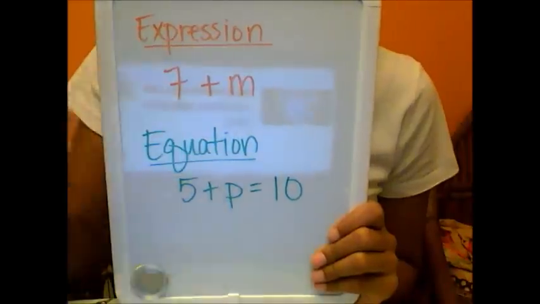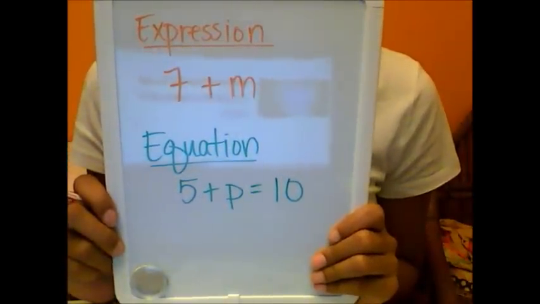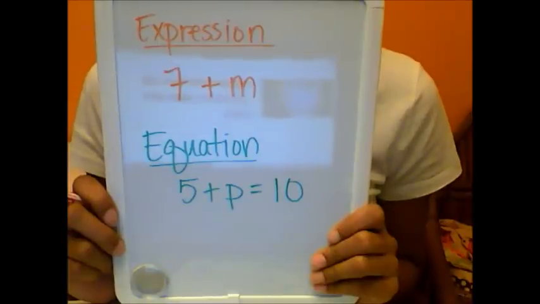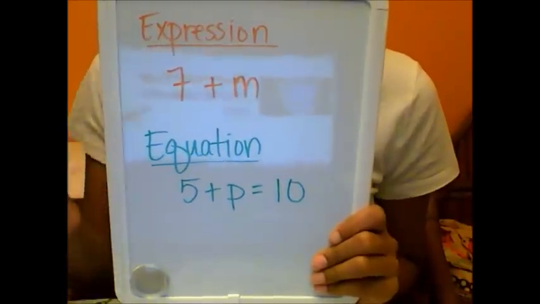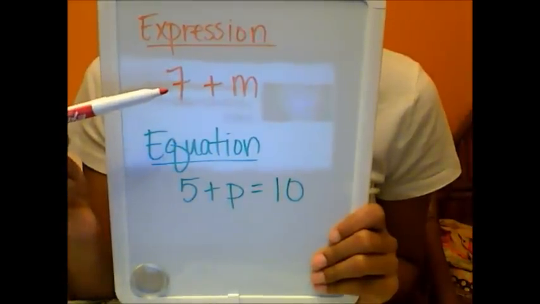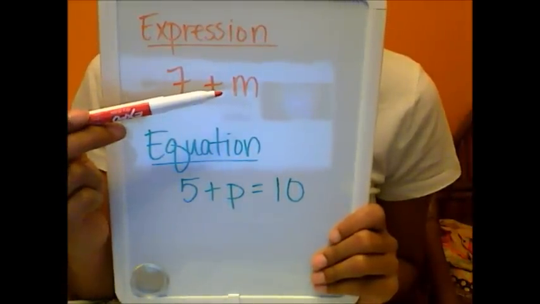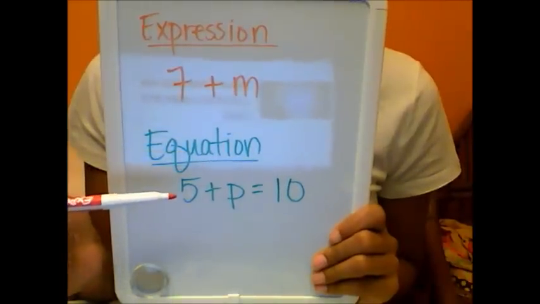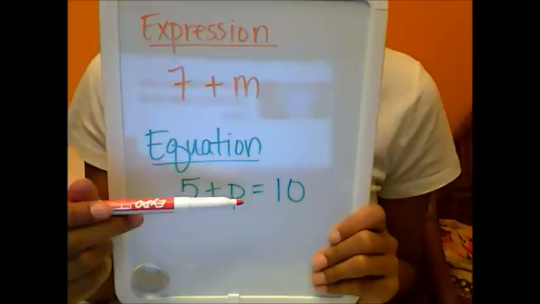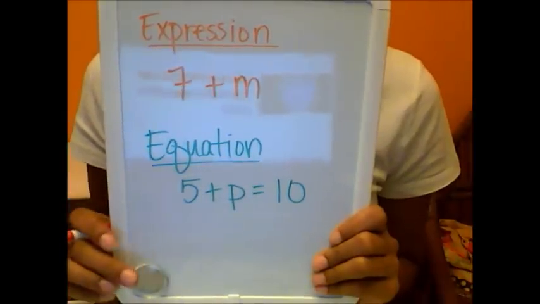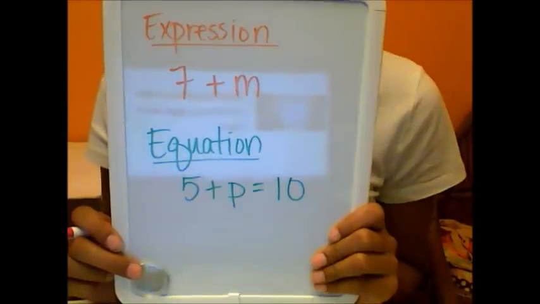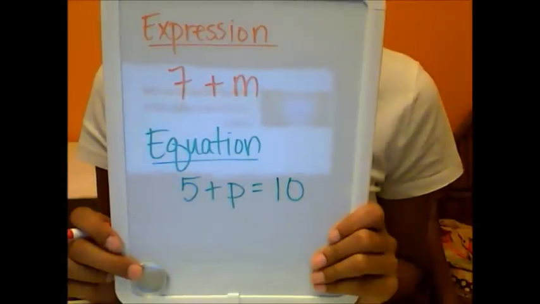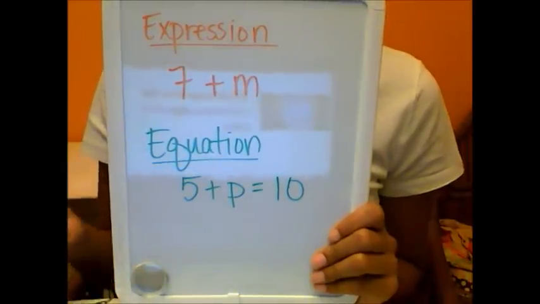Okay, so on this dry erase board, I've written down an example of an expression and an example of an equation. So look at the expression. The expression is in orange. The expression says 7 plus m. The equation in green says 5 plus p equals 10. So let's look at them, study them for a moment, and try to see what they have in common and the difference between the two.